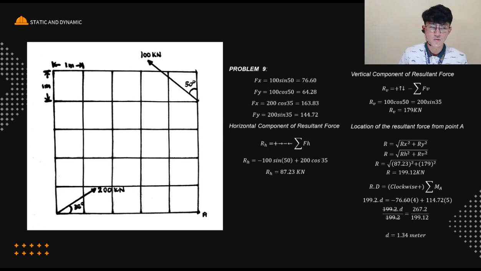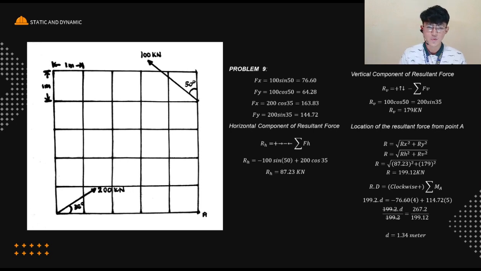Ang next naman po natin na kukunin ay, sabi nga po sa number 1, kunin po natin ang kanyang horizontal component and yung number 2, vertical component. So, una po, horizontal component. So, RH equals positive ang right side and negative pag pupunta sa left side. In summation of forces horizontal, RH equals negative 100 sin 50.